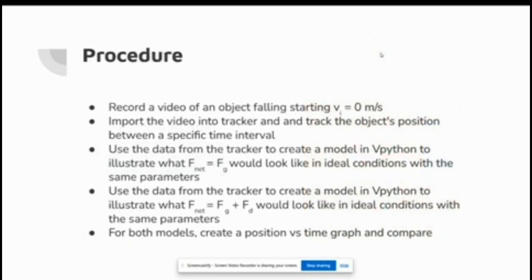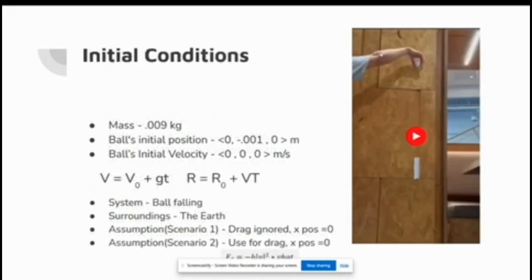The procedure for this experiment was to record a video of an object falling, starting at v equals 0 meters a second. Import the video into Tracker and track the object's position between a specific time interval. Use the data from Tracker to create a model in VPython to illustrate what F net equals F g would look like in ideal conditions with the same parameters. Use the data from Tracker to create a model in VPython to illustrate what F net equals F g plus F d would look like in ideal conditions with the same parameters. For both models, create a position versus time graph and compare.